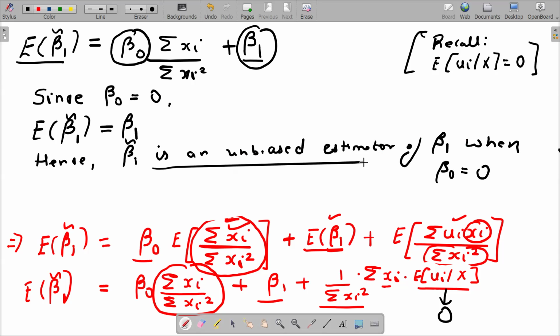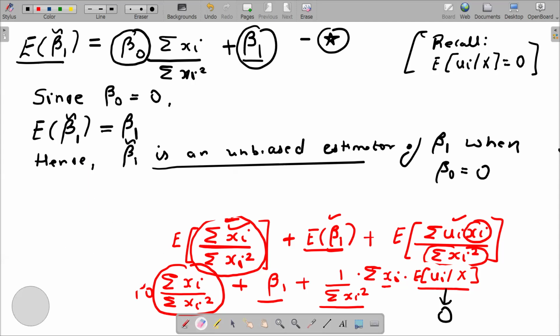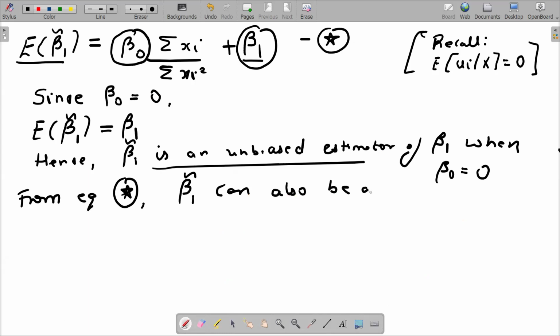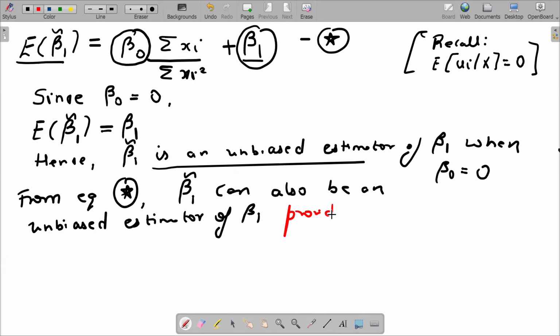So, hoping all students have understood this. This is one case. What's another scenario in which beta 1 tilde can be an unbiased estimator of beta 1? Let's call this equation star. If I erase this part off, I can write that from equation star, beta 1 tilde can also be an unbiased estimator of beta 1, provided summation xi is equal to 0.